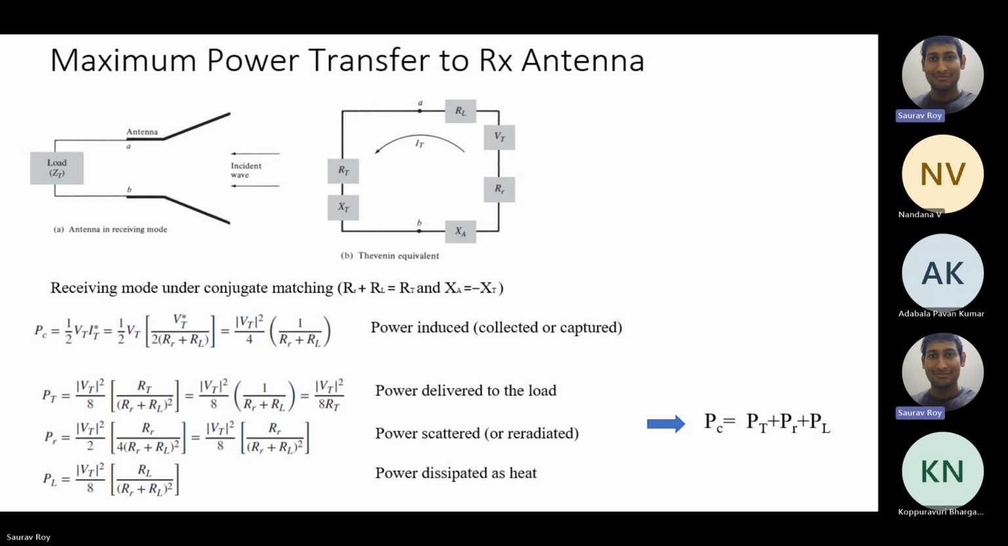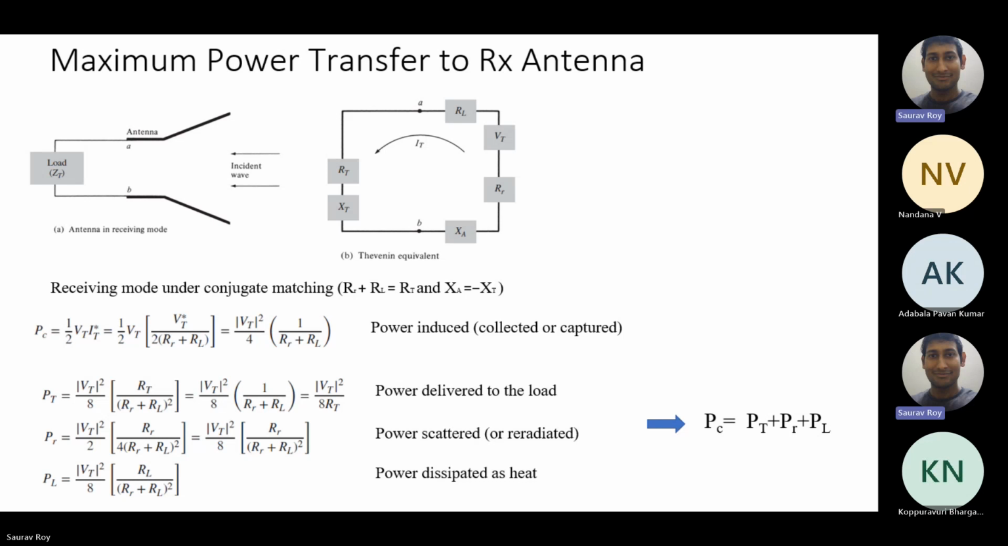So we are also considering here that conjugate matching is happening. That means the total resistance is the same as the load resistance, and the load inductance or capacitance is conjugate to the one in the antenna. So now the total induced or collected or captured power is given by half of VTIT. Half VTIT, where VT is the voltage at the terminals AB, the antenna receive terminals. If you take that, that gives you the total collected power.